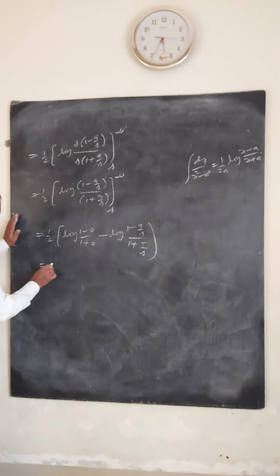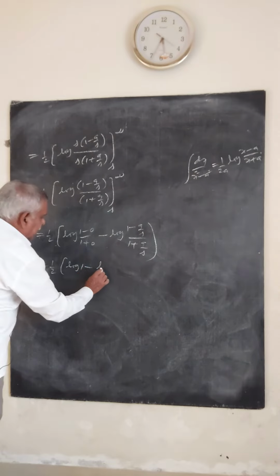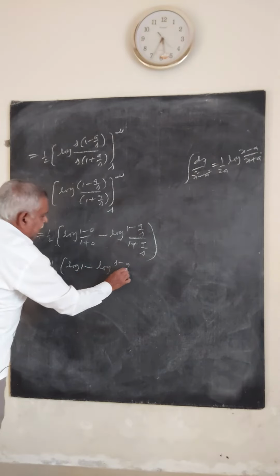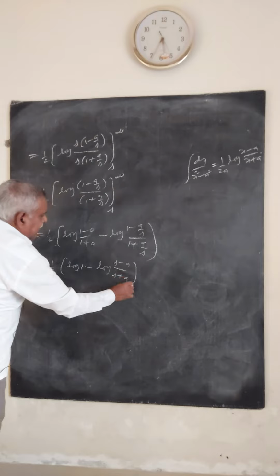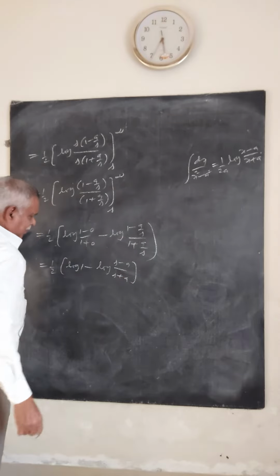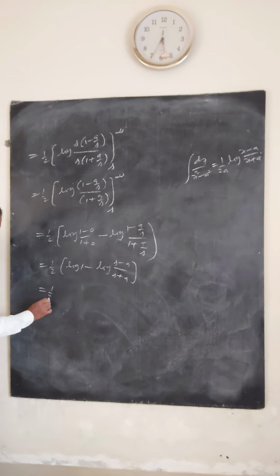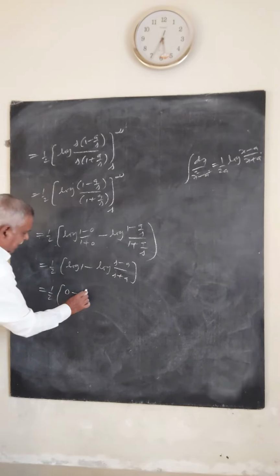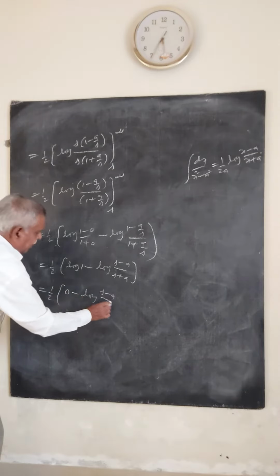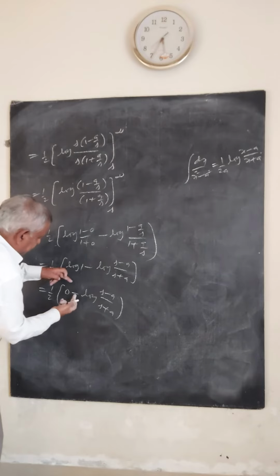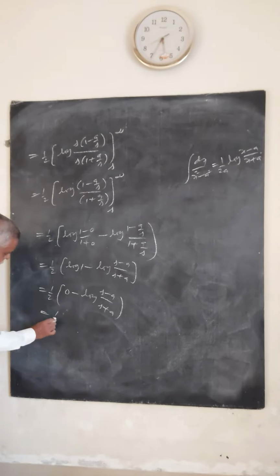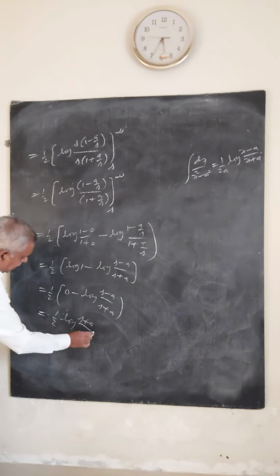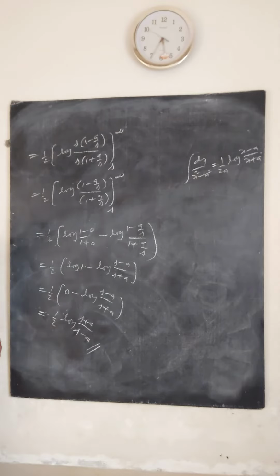Close the bracket, 1/2 of log 1 minus log of (s − a)/(s + a), the denominator crossing and cancelled. 1/2 of log 1 is 0 minus log of (s − a)/(s + a), interchanging up and down, 1/2 log of (s + a)/(s − a). We are getting the same result in method 2 also.